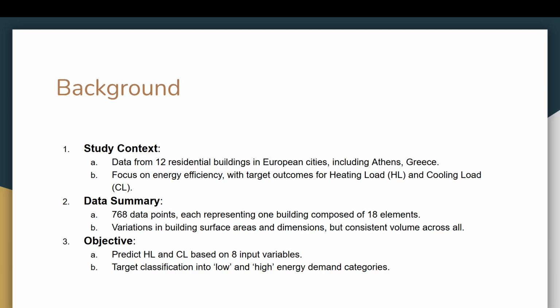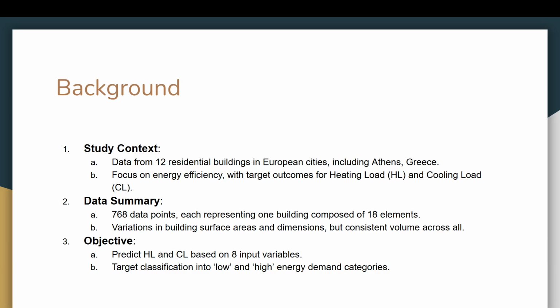Let's talk about the background first. The study was conducted using Google Colab to implement algorithms in a Python programming environment for 12 residential buildings in European countries like Greece, each building housing 7 persons. A total of 768 data were developed, and each building is a composition of 18 elements.